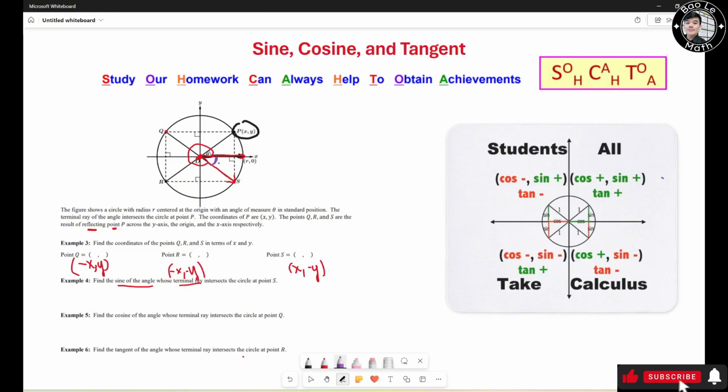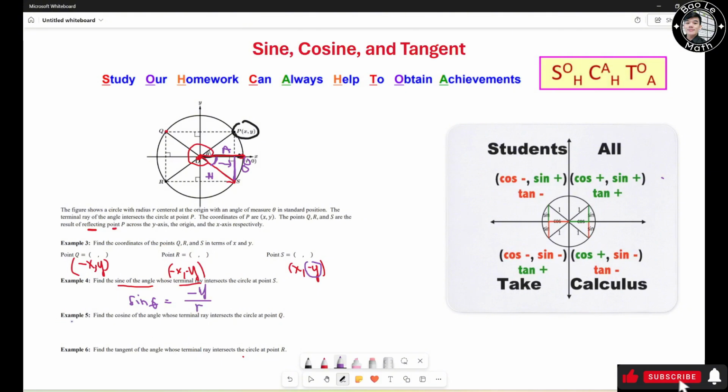Now, this side becomes the opposite, this side becomes the adjacent, and this side becomes the hypotenuse. The hypotenuse is going to be the radius right here. So sine theta equals opposite over hypotenuse. Opposite means the distance from here to here, which is going to be negative y. So negative y over the radius, which means over r.